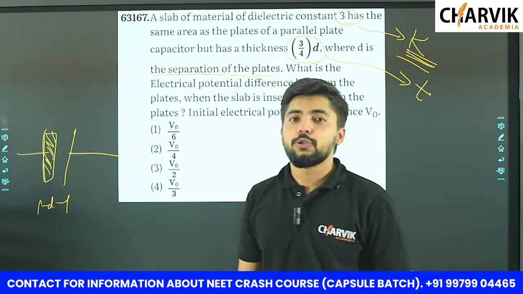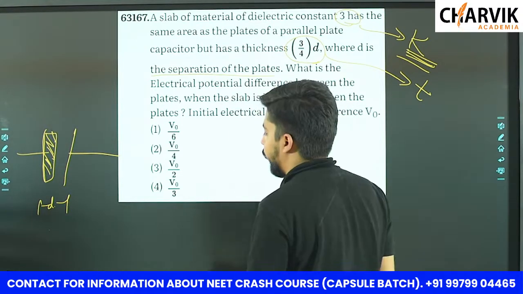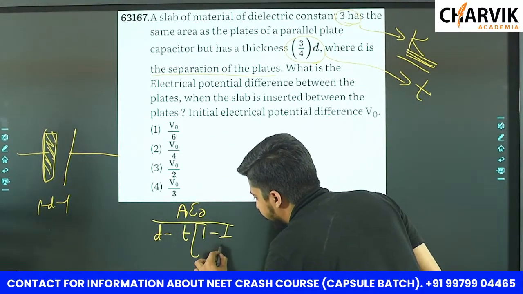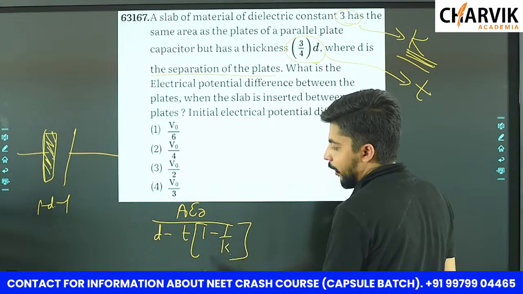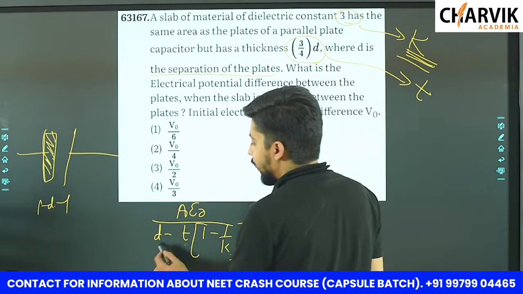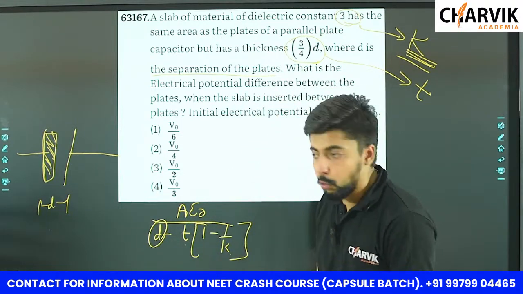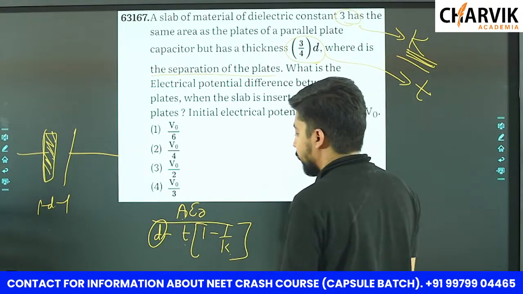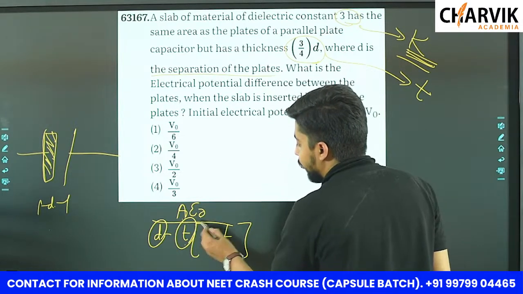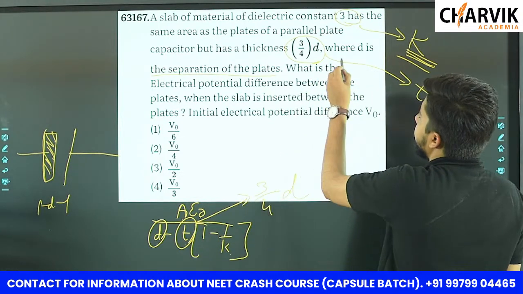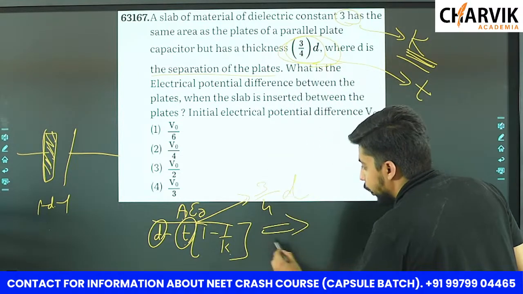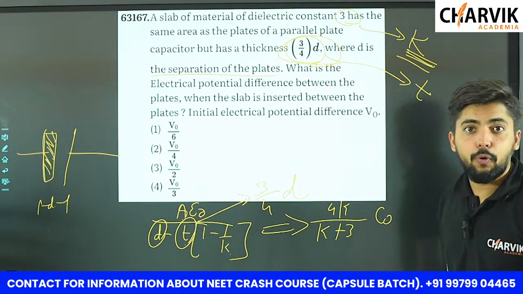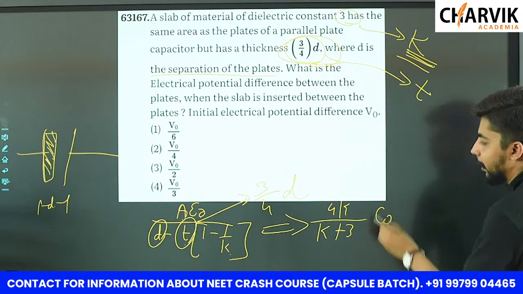So we have a formula to find the change in capacitance first, that is A epsilon naught divided by D minus T into bracket 1 minus 1 upon K, where K is the dielectric constant, T is the thickness of the slab, and D, you all know, is the separation distance between the two plates. A is the area, epsilon naught we all know is the permittivity of free space. Now if you place the value of T as 3 by 4 D as given in the question and solve it, you will get 4K divided by K plus 3 into C naught, where C naught is A epsilon naught divided by D.